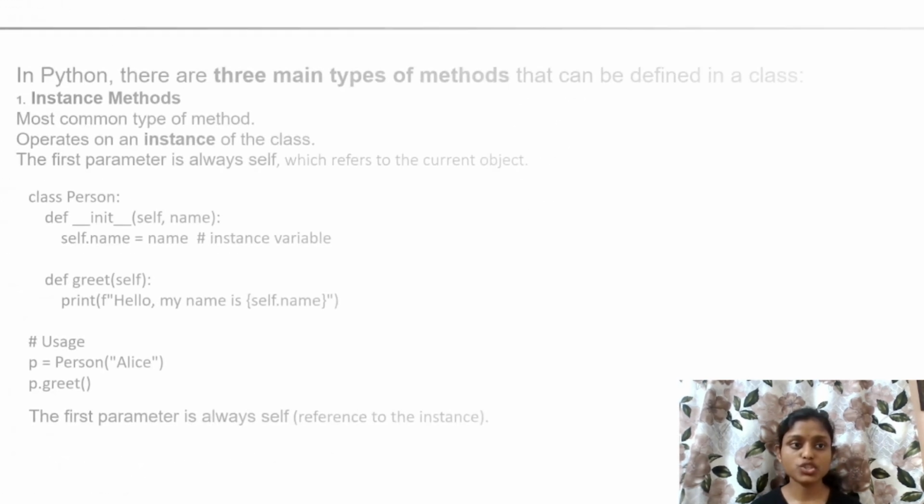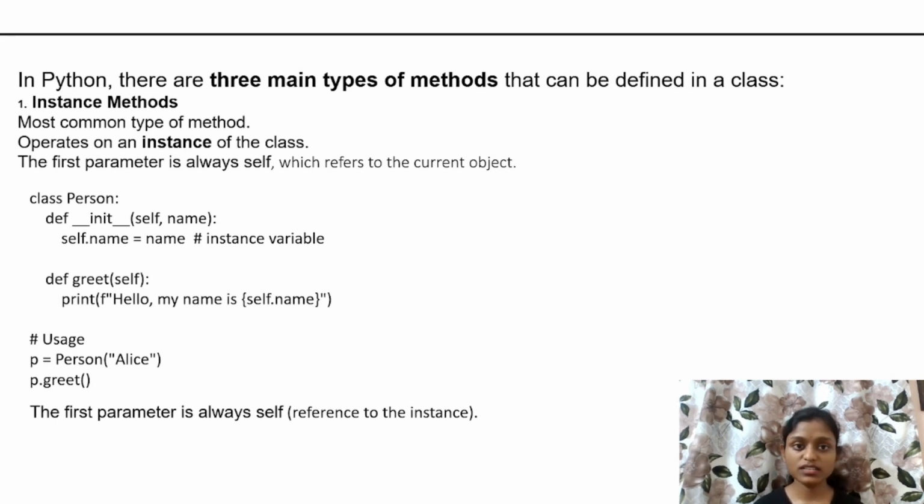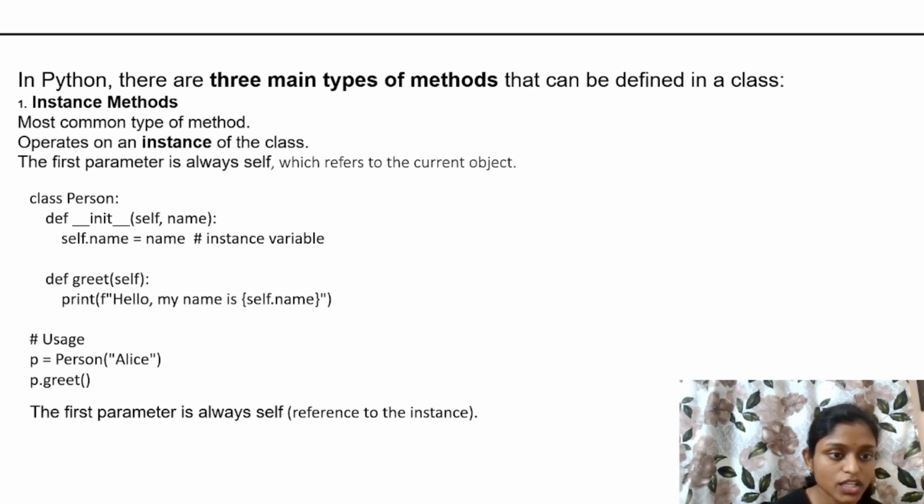And next, in Python there are three main types of methods that can be defined in a class. Coming to the first, instance methods. This is the most common type of method, which operates on an instance of the class. The first parameter is always self, which refers to the current object. And a method created for the instance variable is nothing but an instance method, simply.